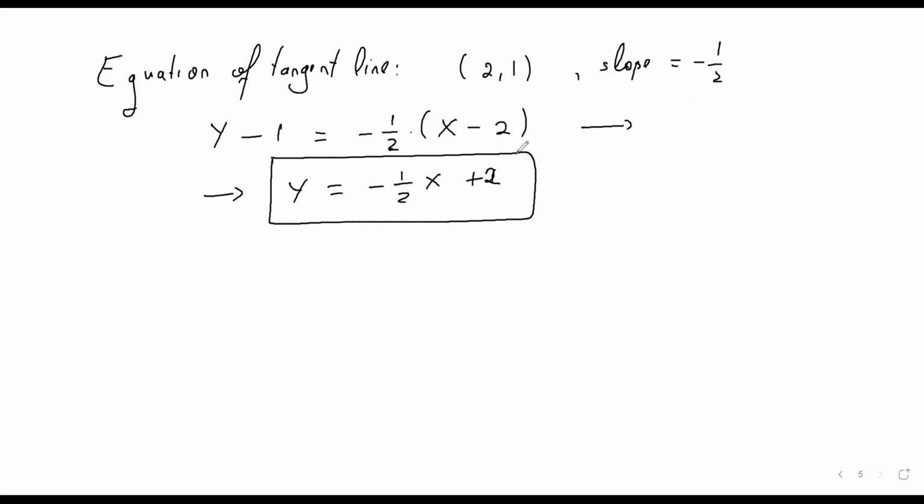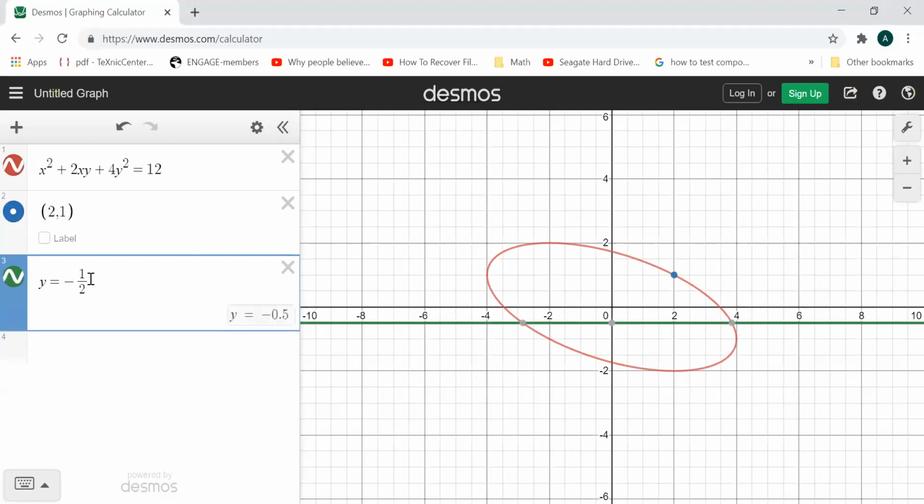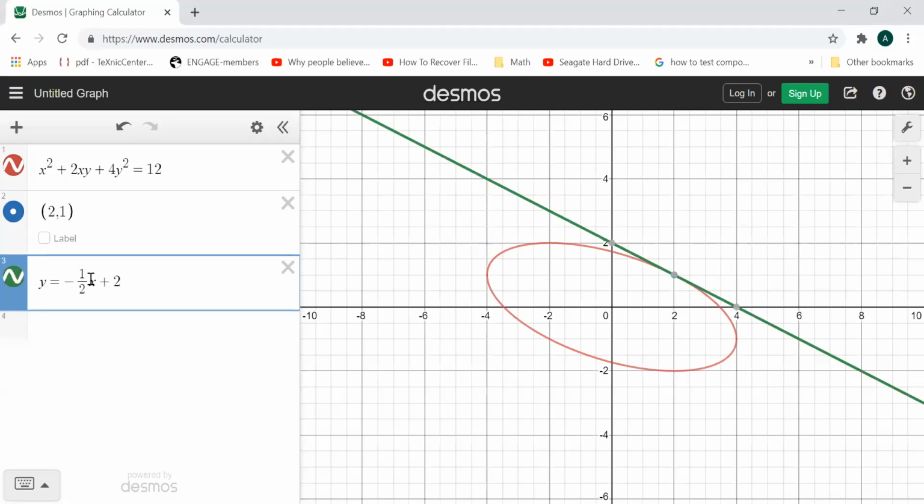And now let's check that this formula works correctly. So let's go back to our picture and let's input this equation and let's see that that is the case. So I'm going to share that with you. All right, let's set up the equation y equals negative 1/2 x plus 2. There we go. Beautiful confirmation that, yes, that is the tangent line.